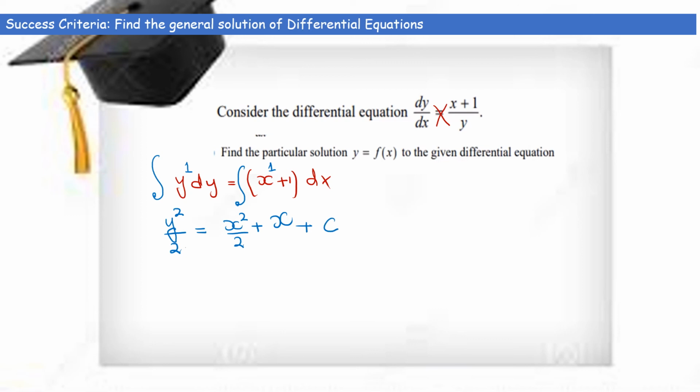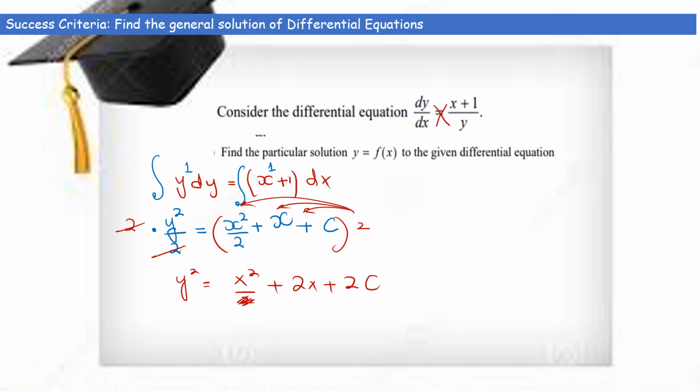Now remove this 2. In order to get rid of this 2, I will multiply both sides by 2. So I will have y square equals x square over 2 times 2, distributing the multiplication, which gives you x square plus 2x plus 2c. Now remove this square by taking the square root on both sides. So this square will be cancelled. You will get y equals square root of x square plus 2x plus 2c, and 2c can be written as c or c1.